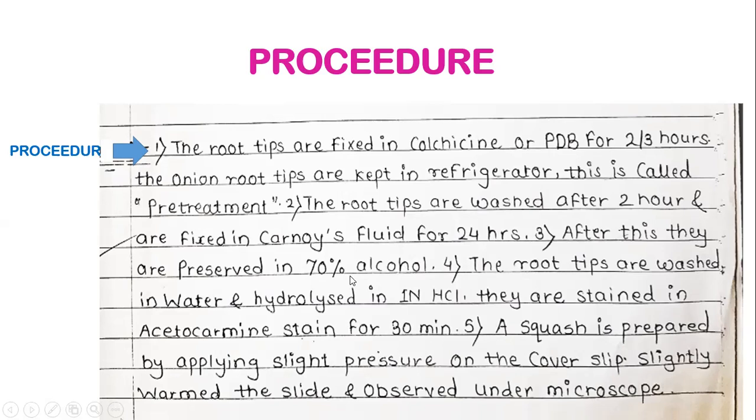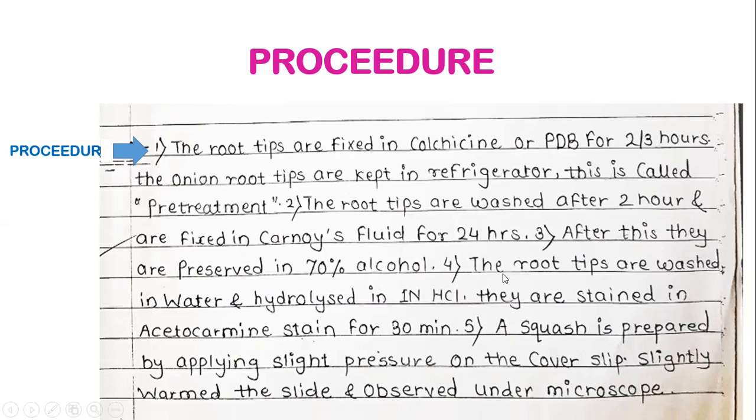So this is the treatment which will be already given. All these things will be done by your teacher. That means I'll be doing that and keeping ready. Step number 1 to step number 3: pre-treatment with PDB, fixing in Carnoy's fluid and preserving in 70% alcohol. So you will get a root tip in 70% alcohol. What you are going to do? The root tips you get.